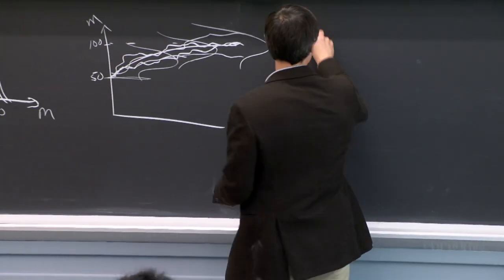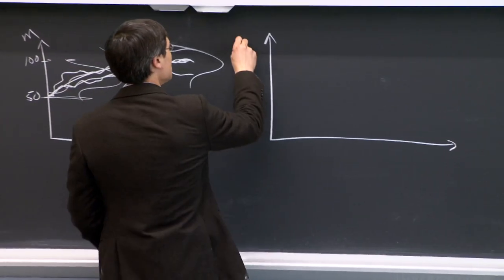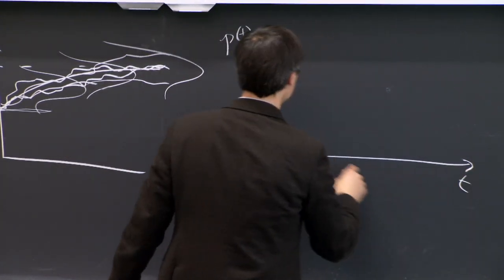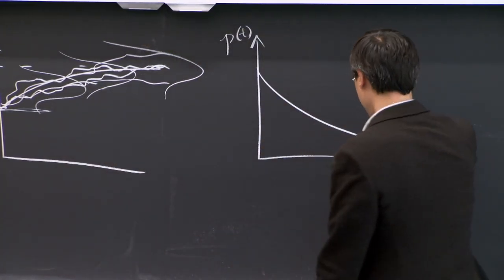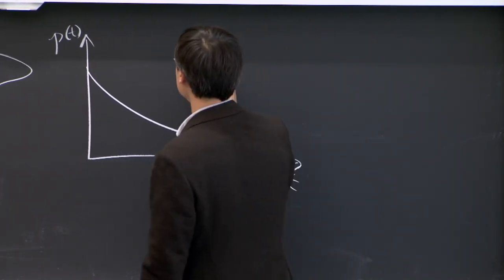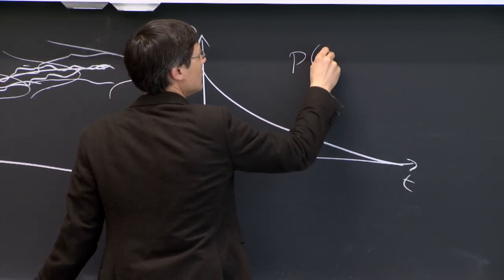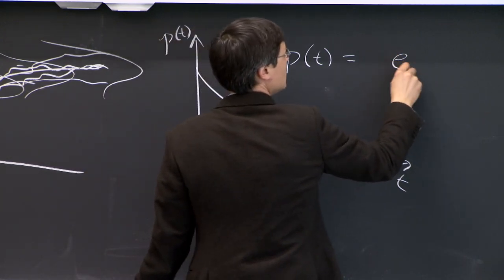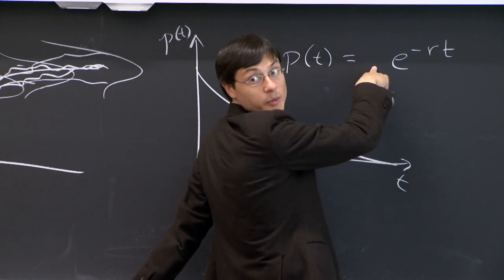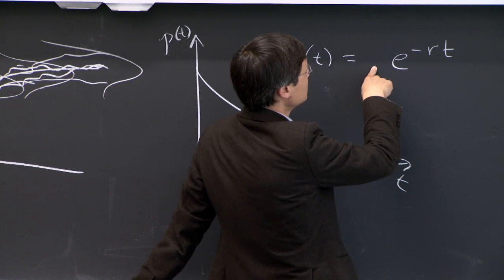So you have the exponential, right? So it's a probability distribution. This is the probability as a function of time, t, and it's going to look something like this. In general, the probability of t is going to be e to the minus rt. And then do I put r here or do I put 1 over r? Is it 1 over r?